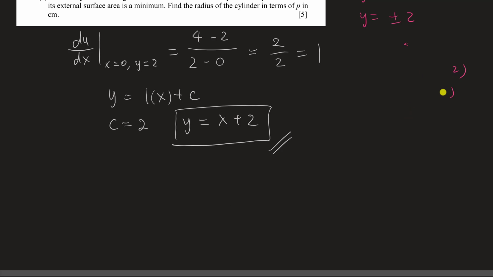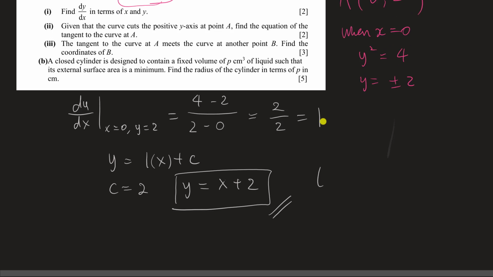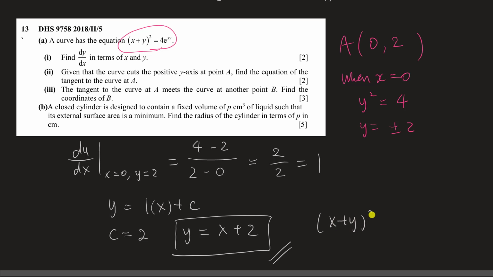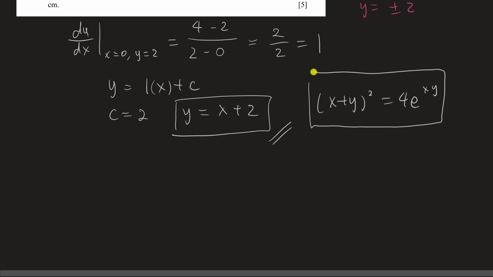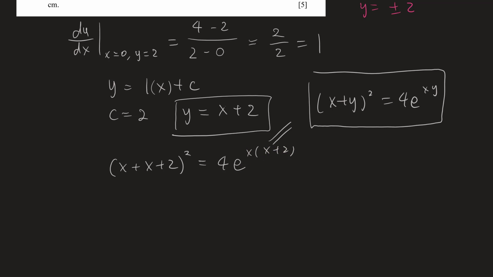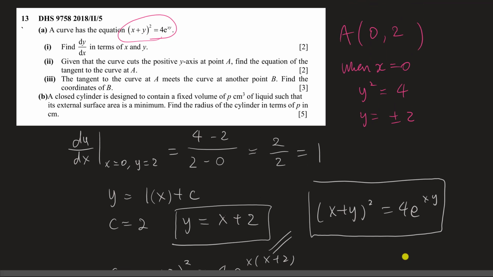So all you need to do is equate this tangent to the curve, which is, let me copy it down, (x + y)² = 4e^(xy). So all you need to do is equate these two up. What would we get? We will get (x + 2)² = 4e^(x+2). Now sadly, this is a transcendental equation, meaning you have a quadratic equation on the left and an exponential equation on the right. You can't really solve this by hand easily, and also the question didn't say you can't use GC, right?